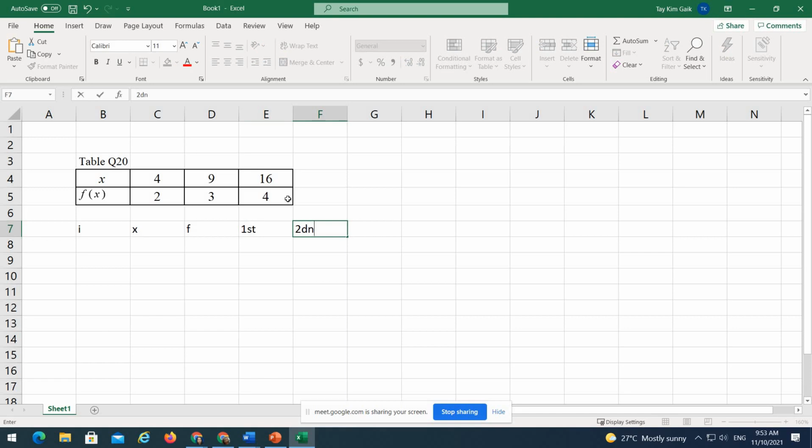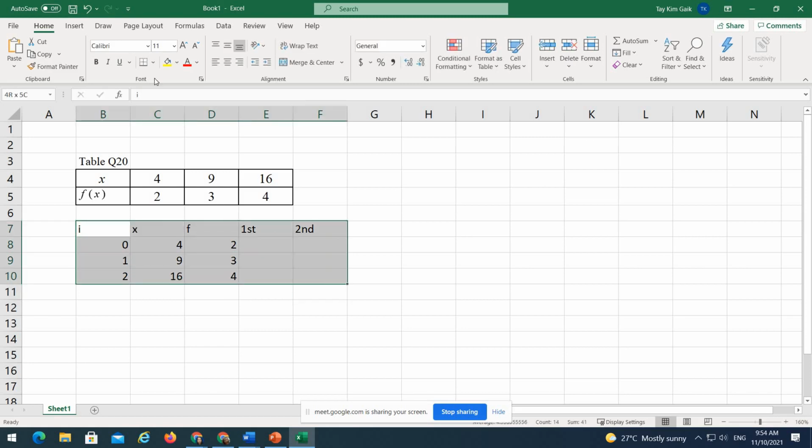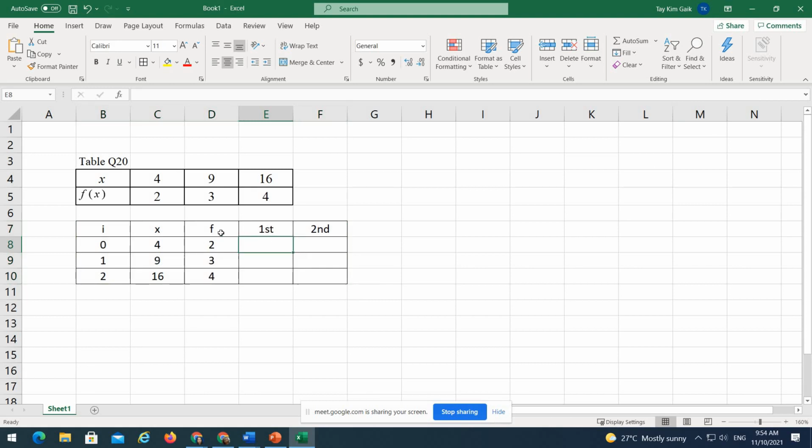You have 3 data only, so you have only up to the second Newton divided difference: 0, 1, 2. The X is 4, 9, 16, so the square roots are 2, 3, 4. So this is the F, which is actually the 0 Newton divided difference.